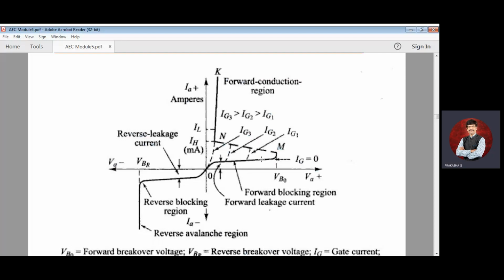Now, with respect to the IG value, before I give it the current is not increasing. This is the voltage VBO, we call this the breakdown voltage. As soon as I give one value of IG, the voltage comes back. All of a sudden the voltage is decreasing. Previously it was some value, now it has decreased. Then current keeps increasing. This is with respect to one IG.